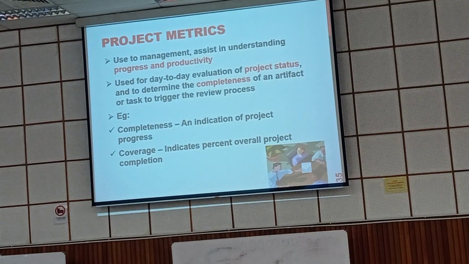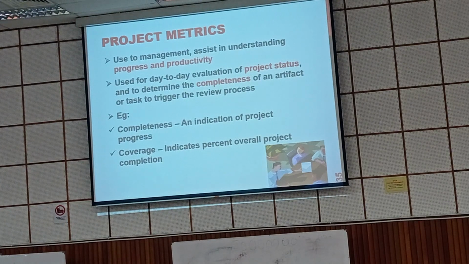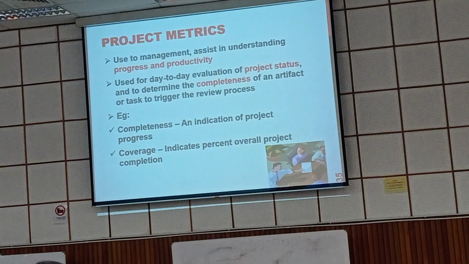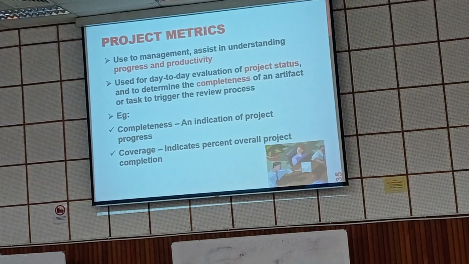As you can see here, completeness, status of your project, all this can be examples of project matrix. It's all about your project progress, your development. Coverage: how many requirements have been covered after 3 months? How many requirements have been completed after 6 months? How many requirements have been implemented after 8 or 9 months? That is also another example of matrix for project.